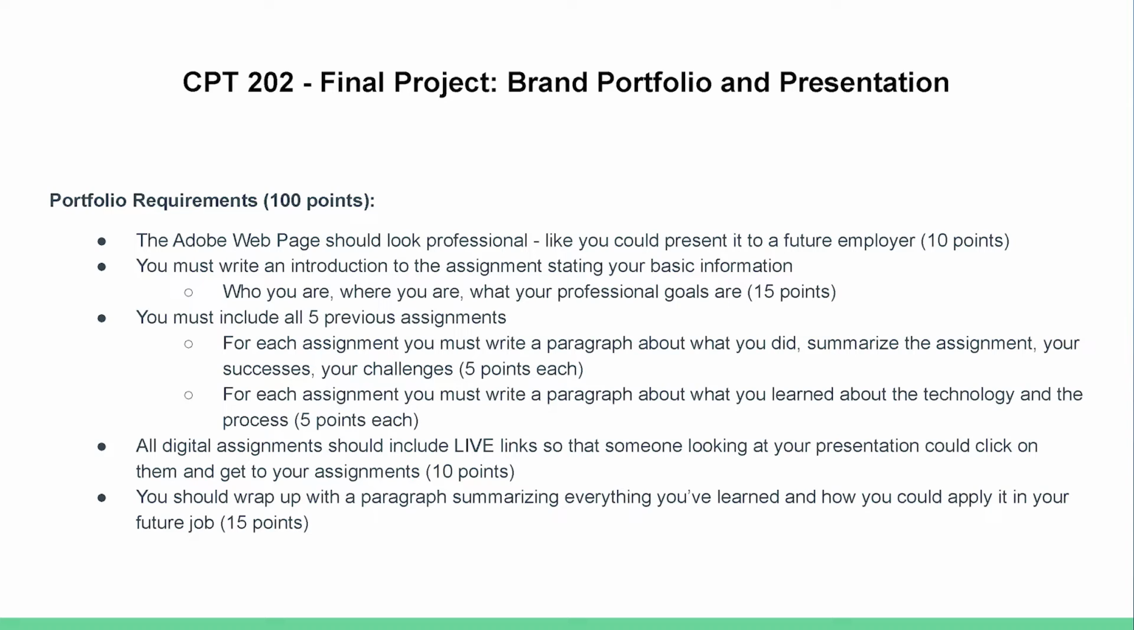Then you're going to talk about the 5 assignments. So you need 2 paragraphs for each assignment and then the link to your actual assignment. You're going to talk about what you did and summarize what the project was. And then you're going to do another assignment paragraph about what you learned about the technology or the process. So all in all, you're going to have all the projects. Each is going to have 2 separate paragraphs, and you're going to have a graphic or a screenshot and a link to your actual project.